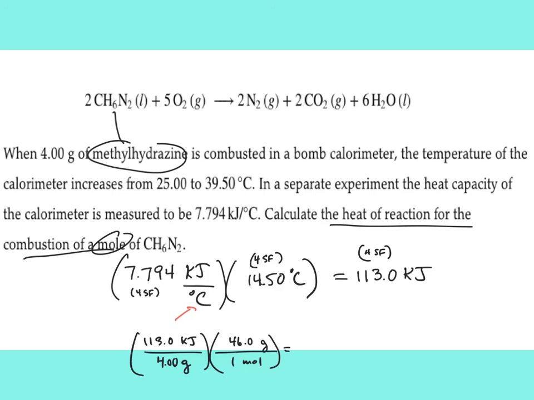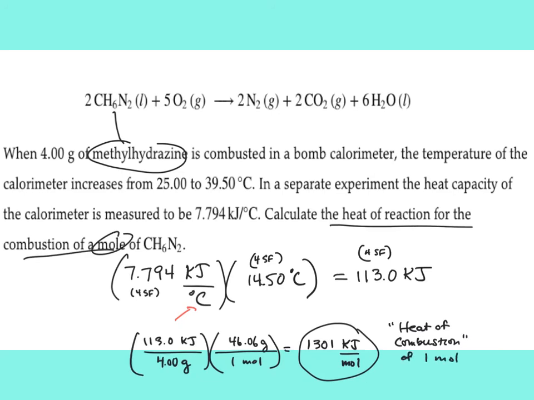Let me recalculate that. 46.06 grams per mole if we want to maintain 4 sig figs. And my final value is 1301 kilojoules per mole. And that could be called the heat of the combustion. Heat of combustion of 1 mole of methylhydrazine.